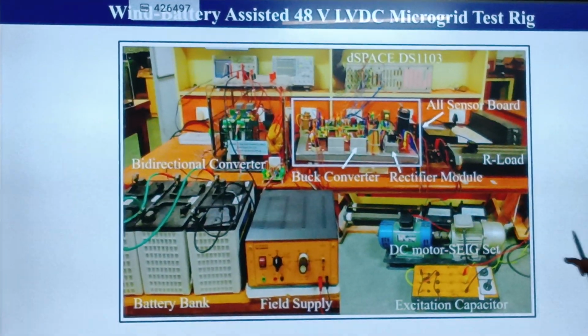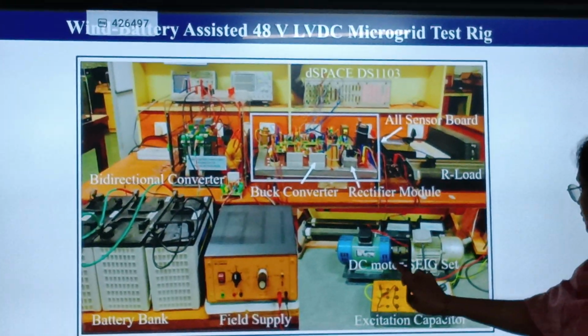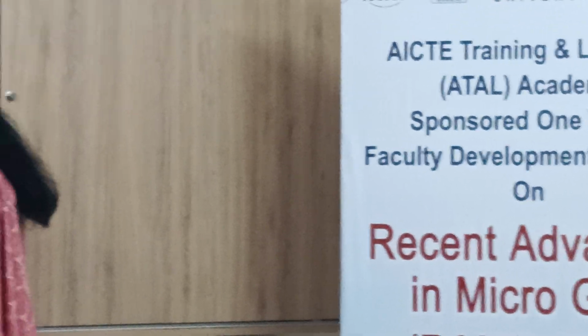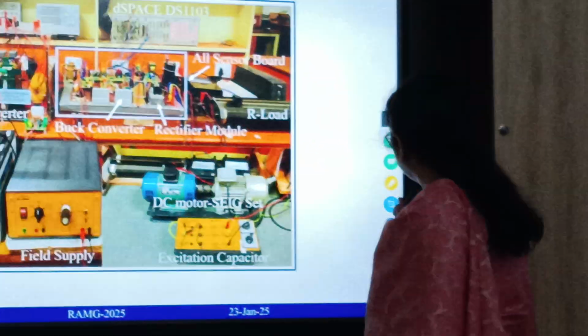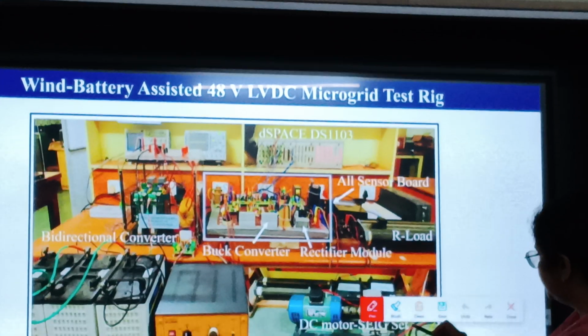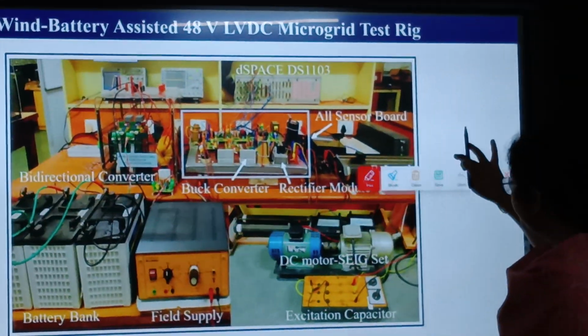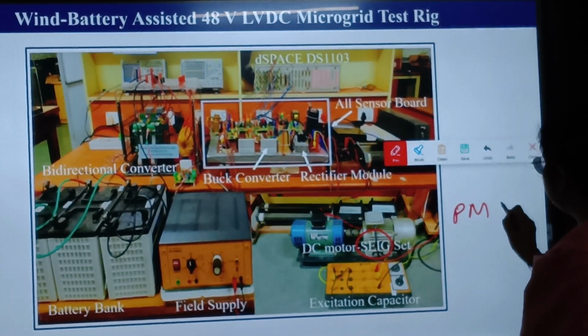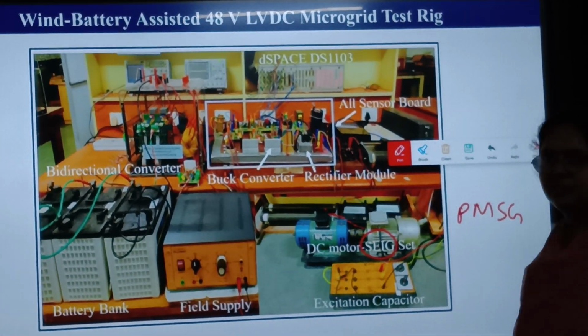Okay, so this is the entire wind and battery based system. Wind means this is a DC motor, basically a wind emulator with a SEIG set. And after this we can have another voltage level, and this bus voltage like a 220 volt. We have, instead of SEIG, gone for a PMSG, permanent magnet synchronous generator system.